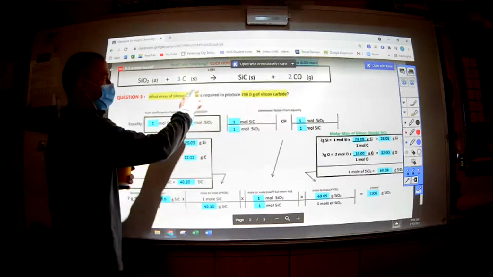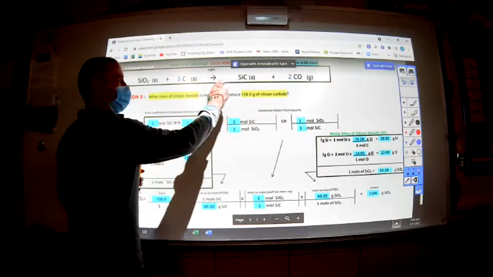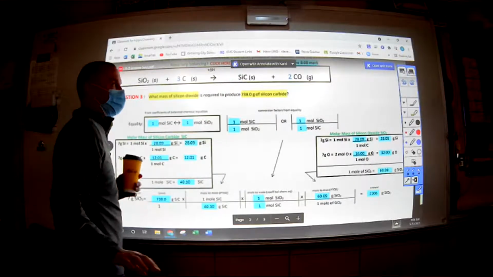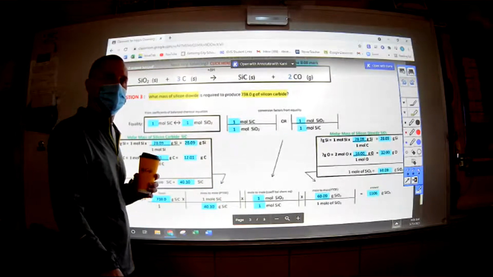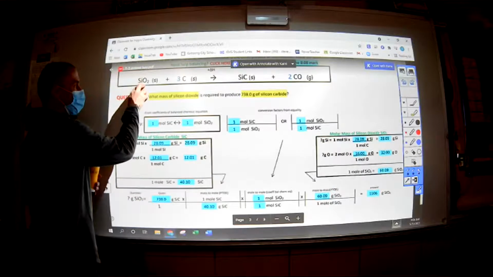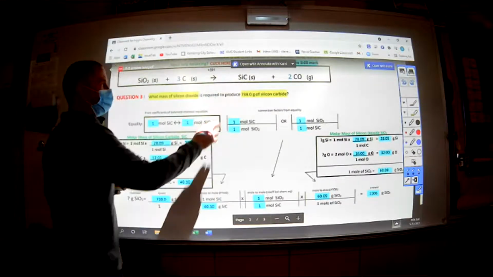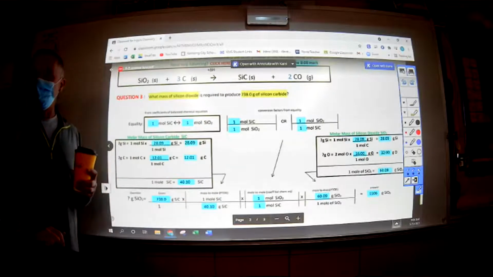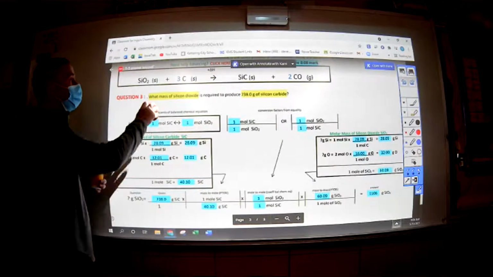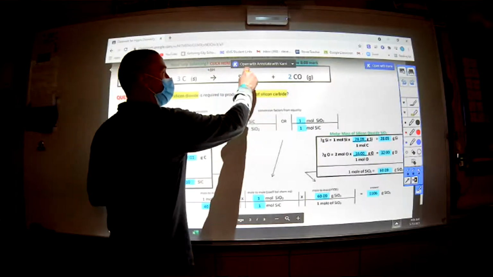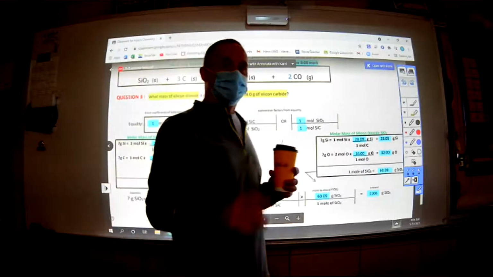If they give you the mass of carbon, could we figure out how much of the silicon carbide you could make? Yes. If they give you the mass of silicon dioxide, could you figure out how much of the silicon carbide you could make? Yes. Whichever one makes the lesser amount is the limiting reactant.